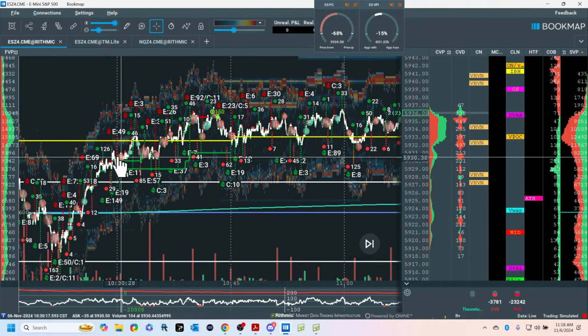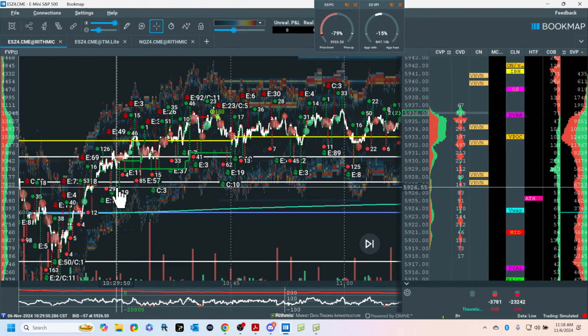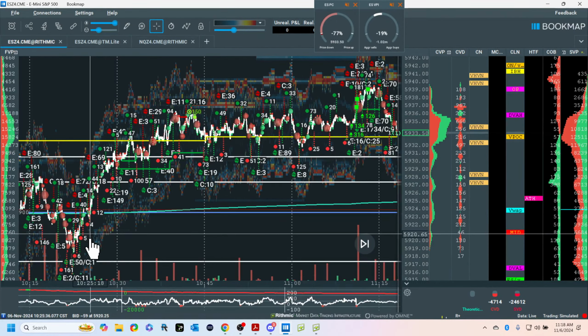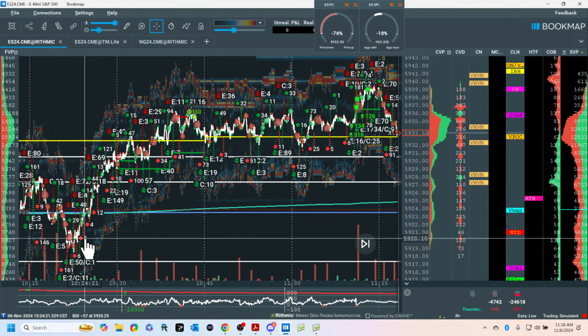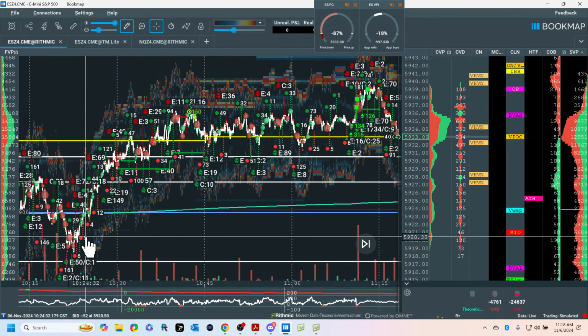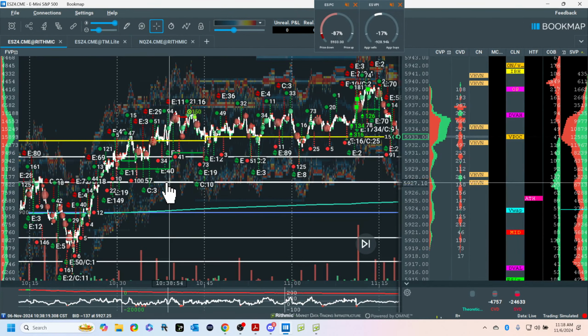What's going on? High volume is there. Volume is here. Just going to mark a couple of these so we have some levels marked out. This can go.